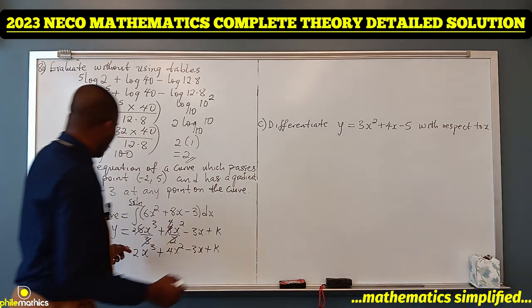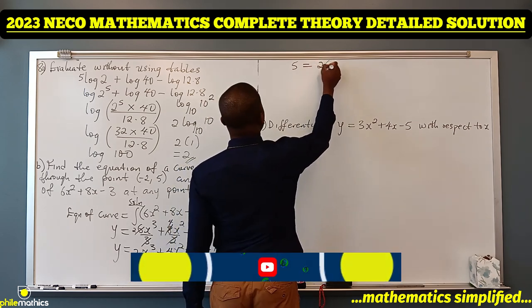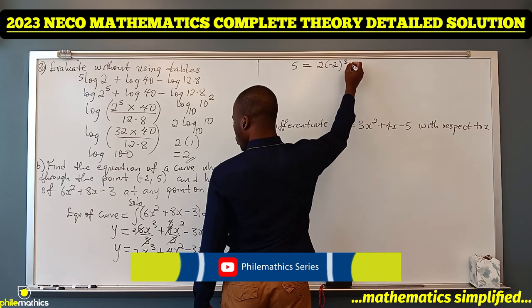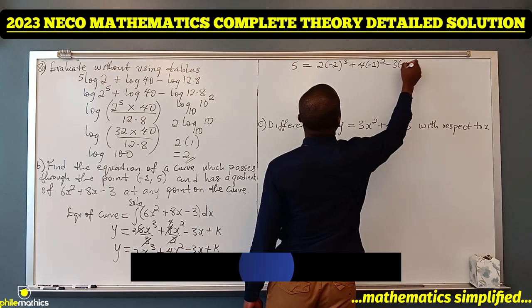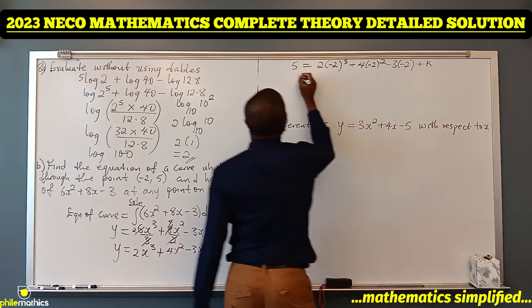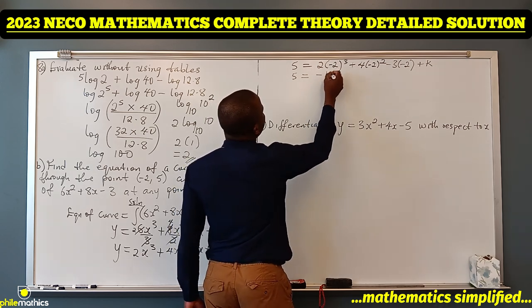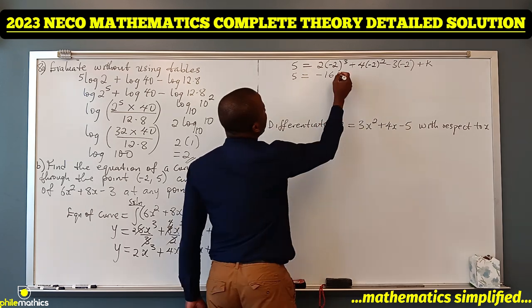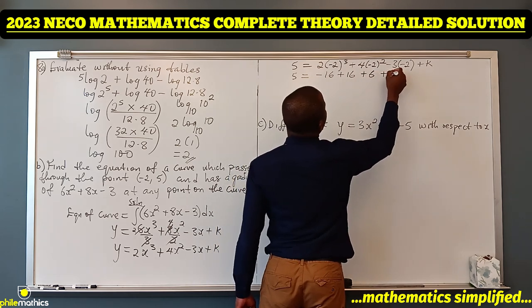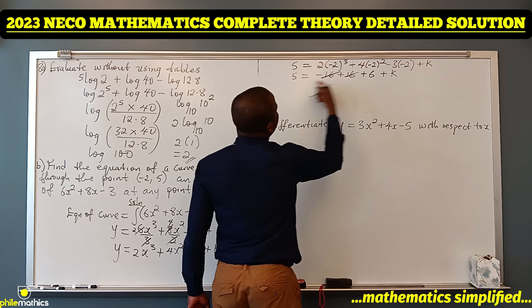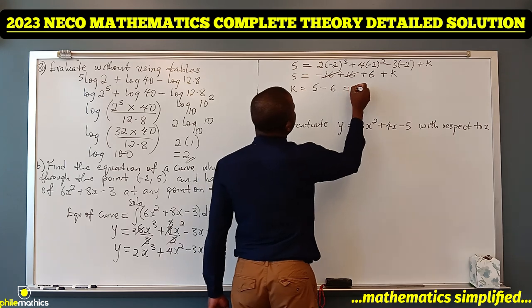Substitute minus 2 for x and 5 for y to find what k is. If we do that, we have 5 equals 2 times (minus 2) cubed plus 4 times (minus 2) squared minus 3 times (minus 2) plus k. So 5 equals: minus 2 cubed is minus 8, and minus 8 times 2 is minus 16. Minus 2 squared is 4, 4 times 4 is plus 16. Minus 3 times minus 2 is plus 6, plus k. So this cancels out. Subtracting 6 from both sides, k will be 5 minus 6, which is minus 1.